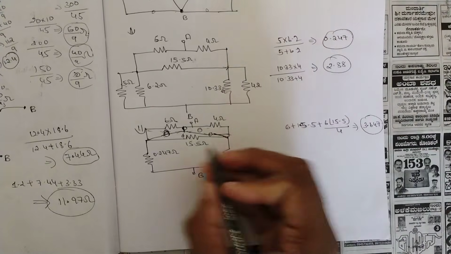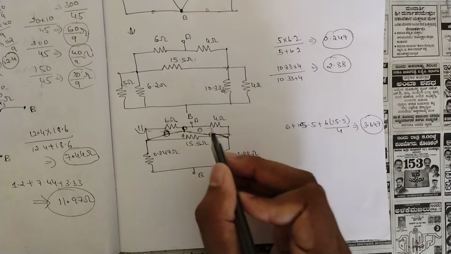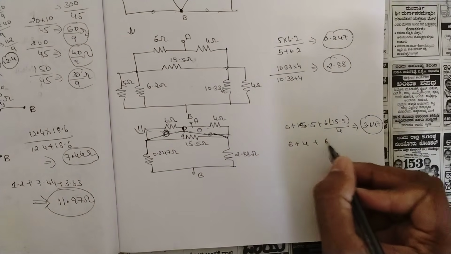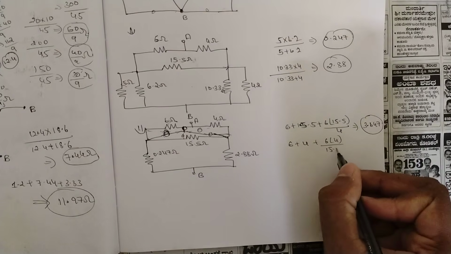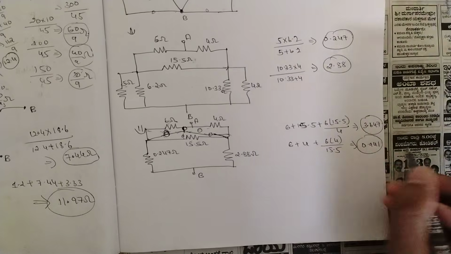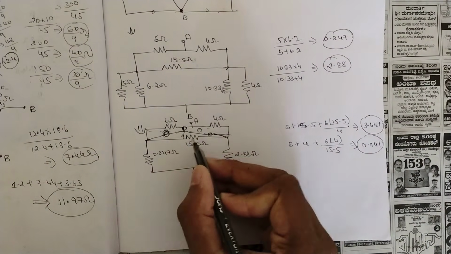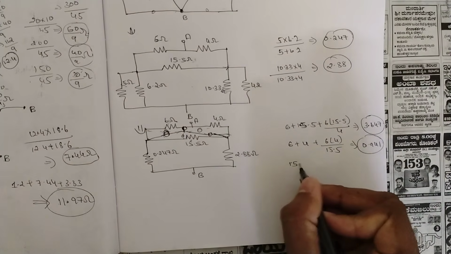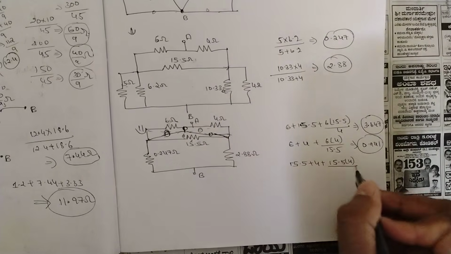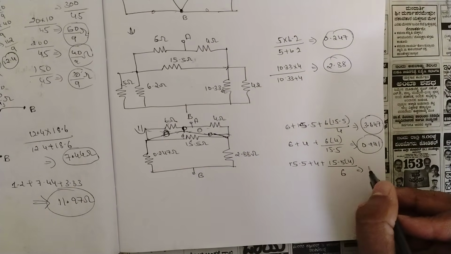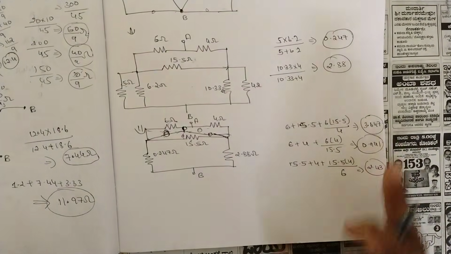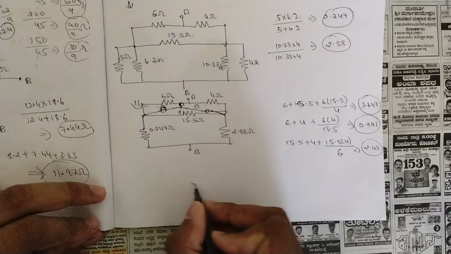3.647. Okay. Similarly, for this resistance, the opposite two resistances are 6 and 4. 6 plus 4 plus 6 into 4 divided by 15.5. The value here we will be getting around 0.941. You can check it later. Okay. Next is for this resistance. These two are the opposite, that is 15.5 plus 4 plus 15.5 into 4 divided by 6. And if we solve this, we would be getting around 2.43 ohms. Okay. Like this we have solved it, and try to write the equivalent circuit here.